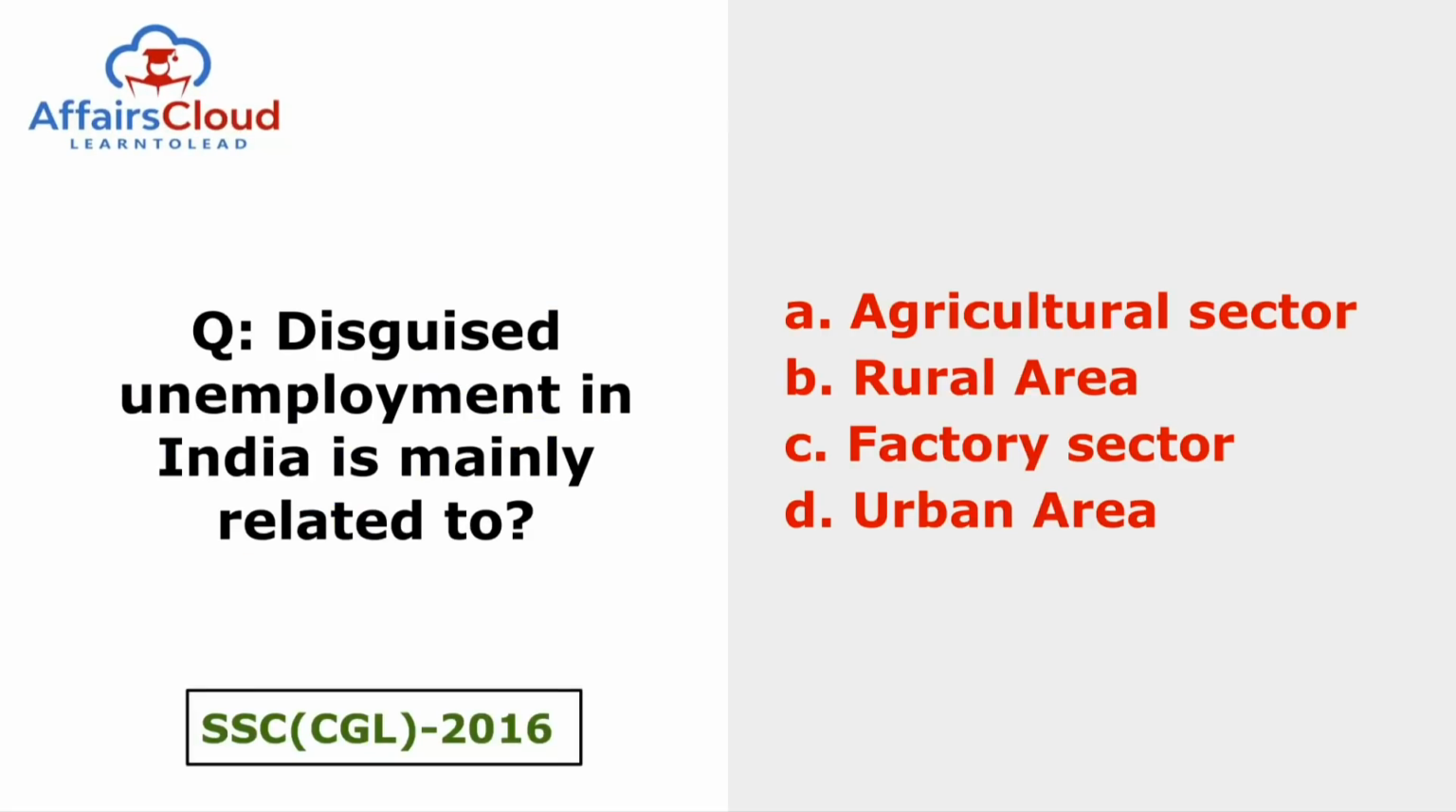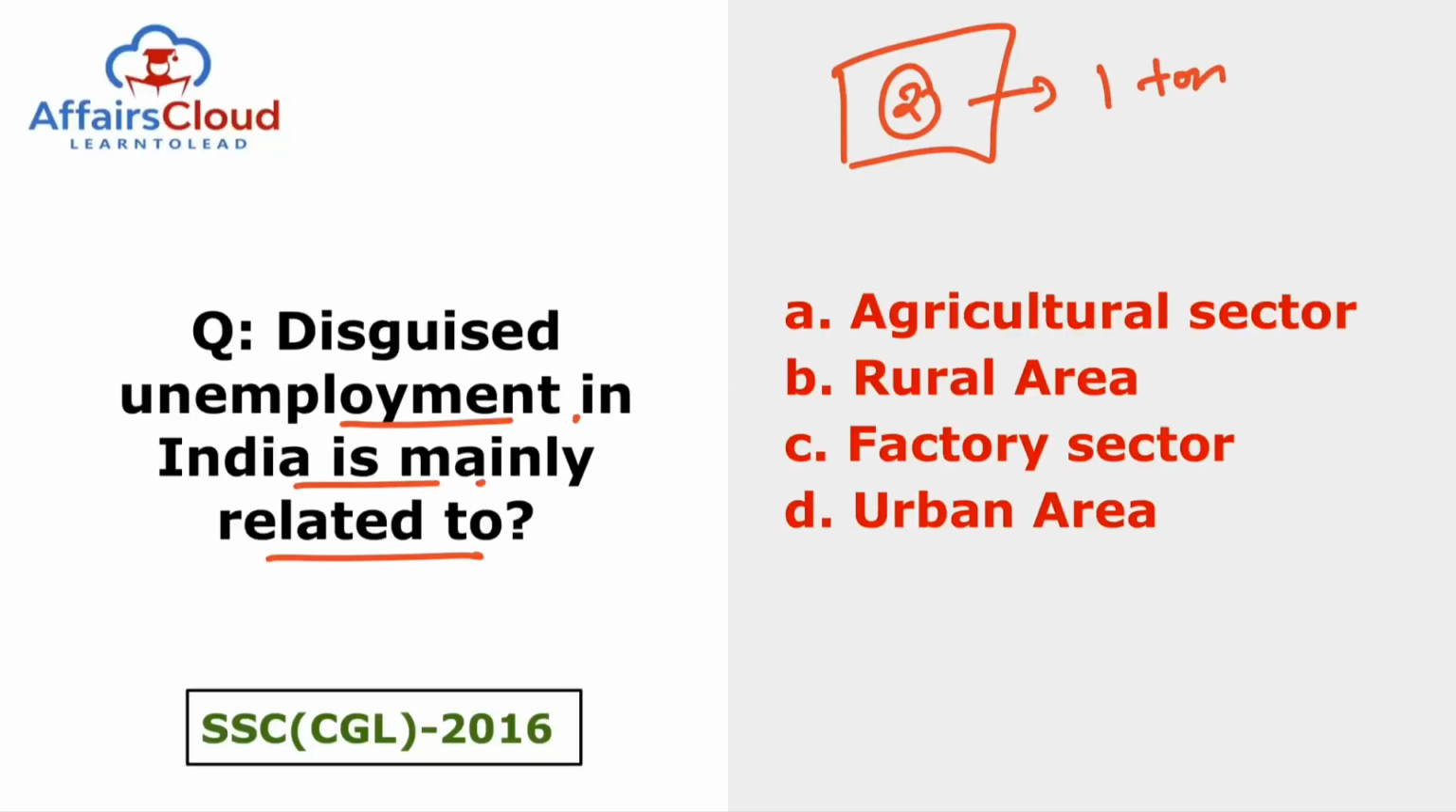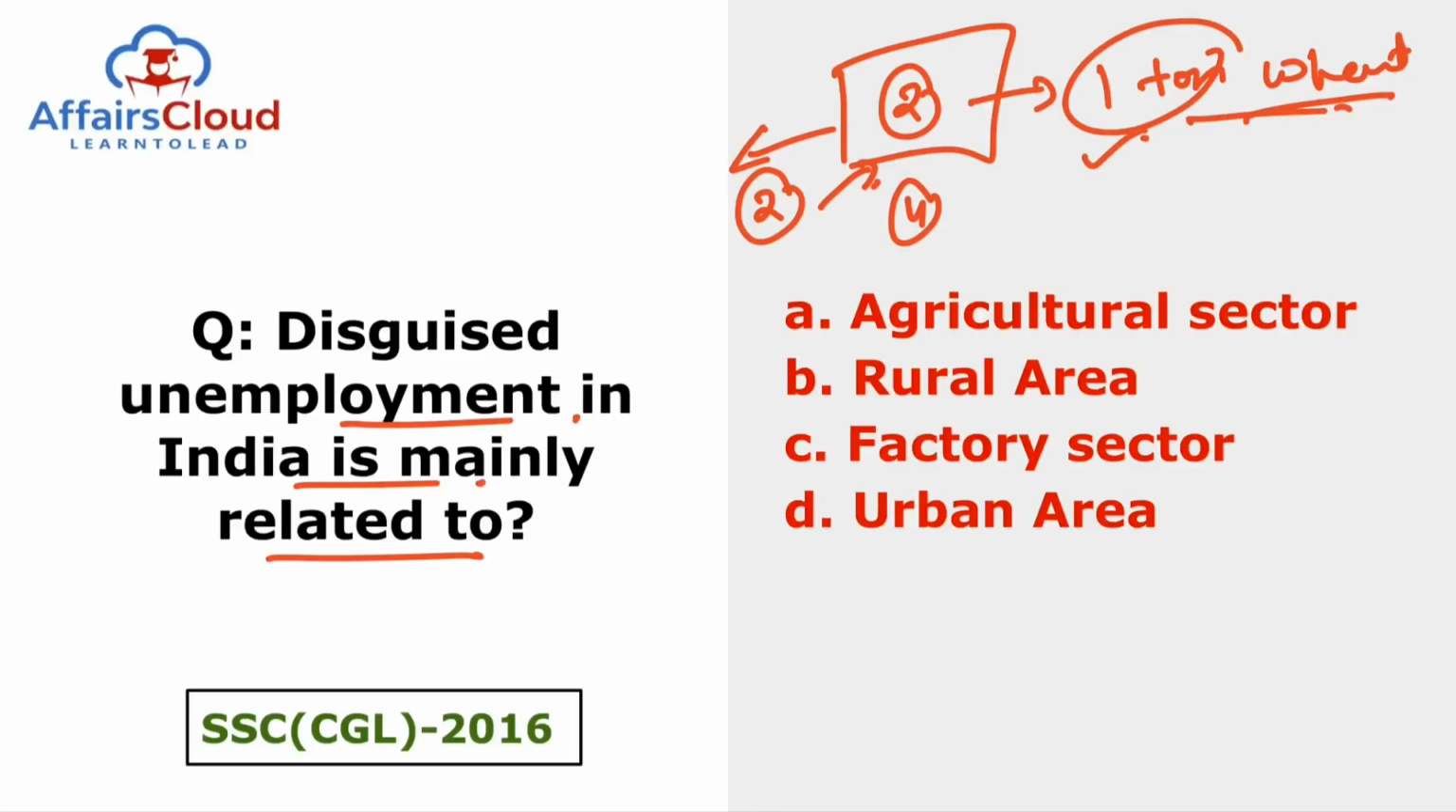Now we are moving to the question of the day. The question of the day is: disguised unemployment in India is mainly related to. I am giving you just an example. There is a land, 2 persons are working on this land, and they are producing 1 ton of wheat. This is just an example. If 2 more people work under this field, it means a total of 4 people are working, and again the output is 1 ton of wheat. Then these 2 people who joined later are known as disguised unemployment.